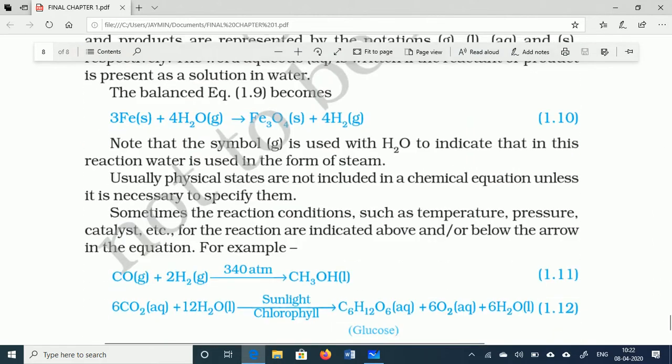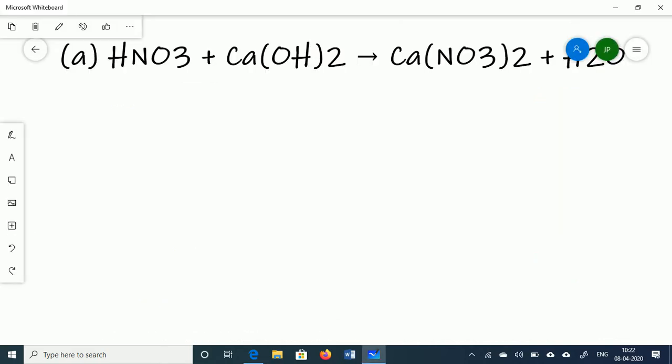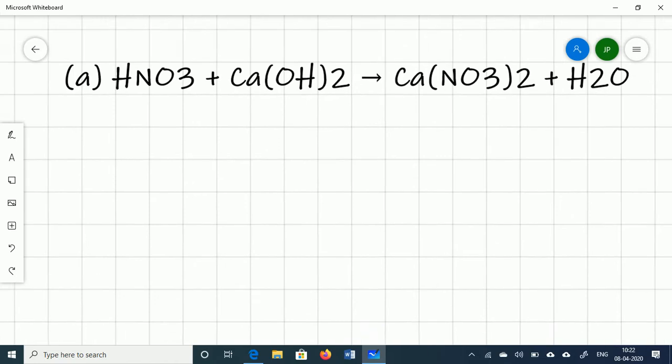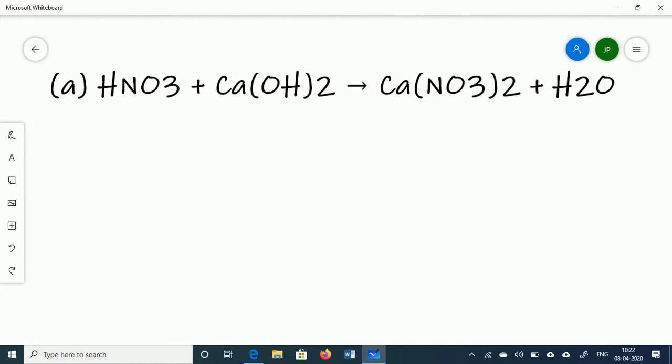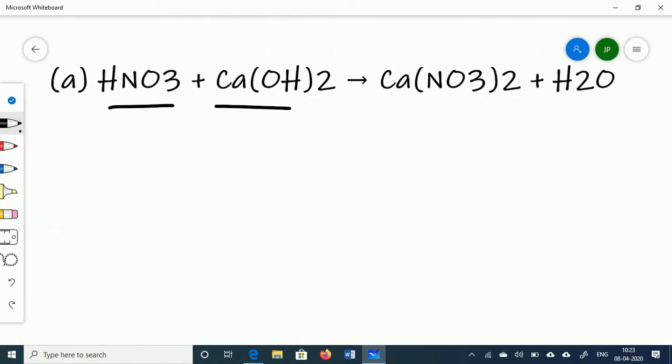So here we will take some examples and start balancing chemical equations. Here one equation is given, and we need to balance this chemical equation. Nitric acid reacts with calcium hydroxide and produces calcium nitrate and water. For balancing, the first step is to make the box. What is the purpose of making the box? We should not change anything inside this box. Whatever the formula is, that formula should remain the same.